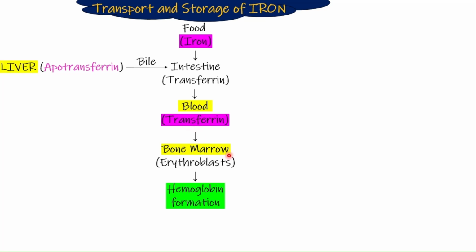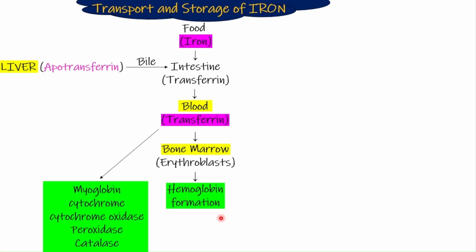So this iron goes to the bone marrow, where there is erythropoiesis and erythroblast formation, and it is utilized in the formation of hemoglobin. Hemoglobin is an oxygen carrying protein in the red blood cells, and as discussed in previous parts, hemoglobin has iron in its structure. Is this the only thing formed by iron? No, there are other things also formed by iron, like myoglobin.